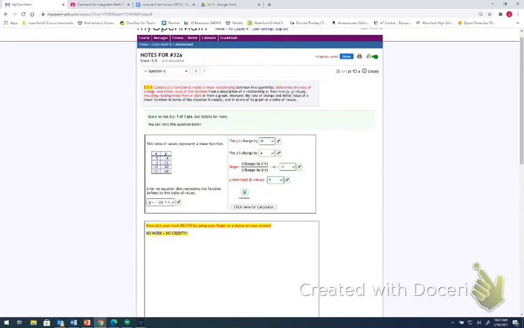And voila, I am done with the notes for 32A. And now it is time to do homework for 32A.